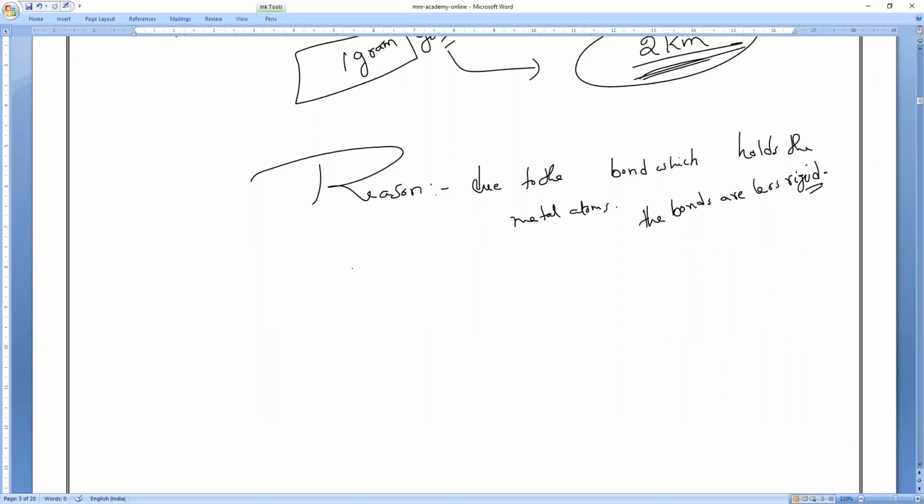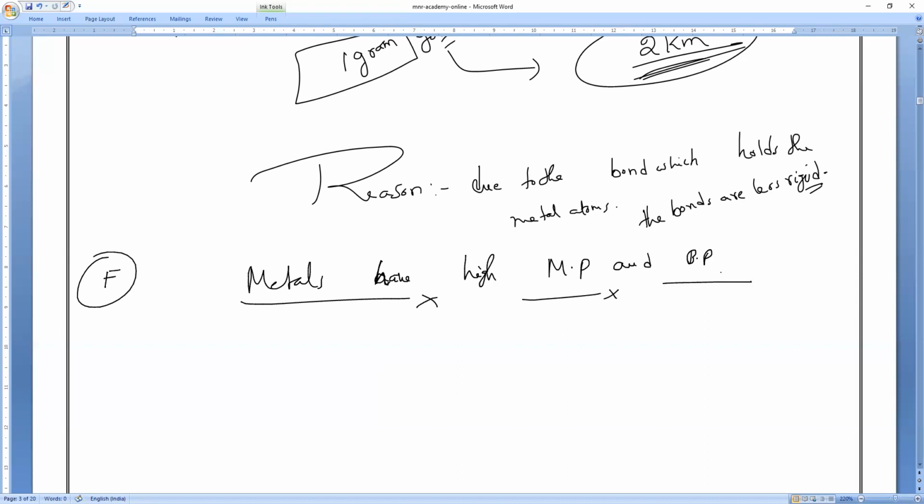So please write it. Metals have high melting and boiling points. That is the next property. Metals have high MP, MP means melting point, as well as BP, boiling point. Except some metals again. There is a liquid metal. What is that? Mercury, which has the lowest MP. What do you mean by MP, guys? Melting point.